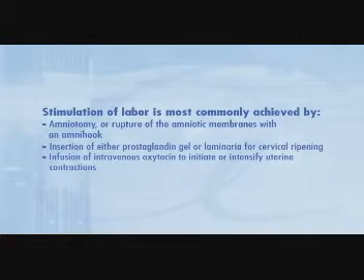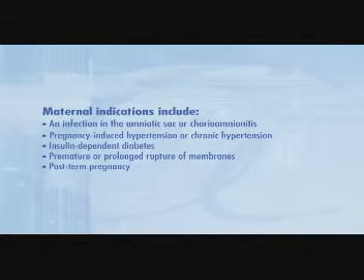Stimulation of labor is most commonly achieved by amniotomy, or rupture of the amniotic membranes with an amnihook, insertion of either prostaglandin gel or laminaria for cervical ripening, or infusion of intravenous oxytocin to initiate or intensify uterine contractions. Maternal indications include an infection in the amniotic sac or chorioamnionitis, pregnancy-induced hypertension or chronic hypertension, insulin-dependent diabetes, preterm, premature, or prolonged rupture of membranes, and postterm pregnancy.